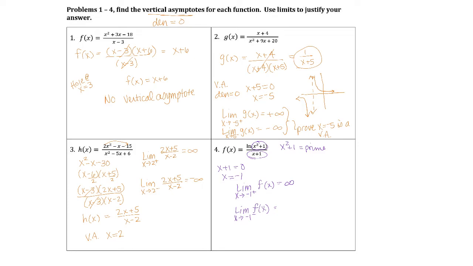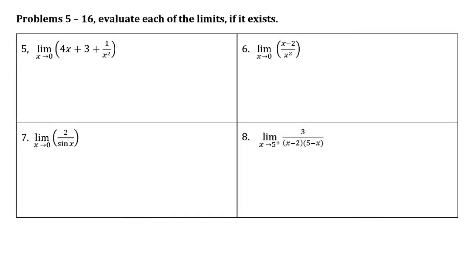And then from the left, let's see what we're going to end up with from that left side of negative 1. So we could do negative 1.1. Let's let x be that. So we're going to end up with a positive over a negative, so that's going to be negative infinity. All right, let's move on to some other problems.